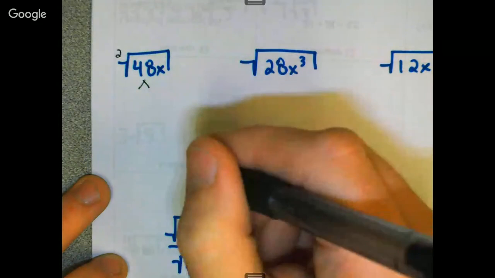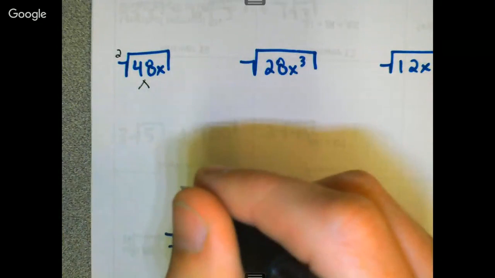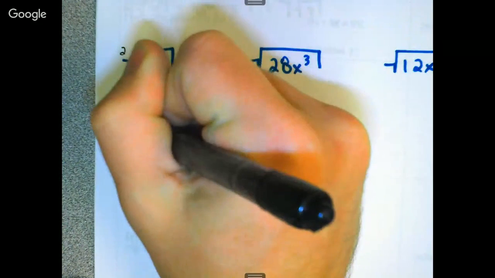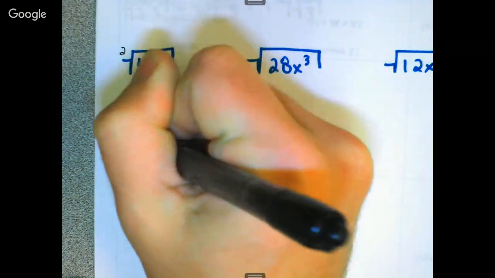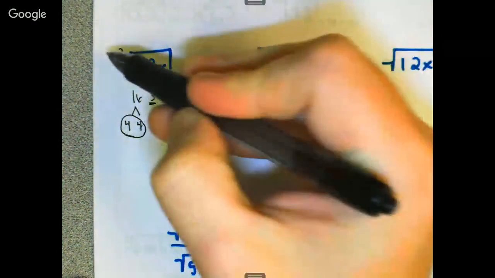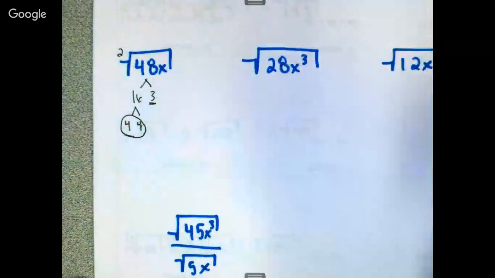So we'll break down 48. That is 16 and 3. We can break down 16, 4. There's a group of 2 identical numbers, and we have 3 left over. So that's telling me that a 4 is coming out front and a 3 is staying underneath.